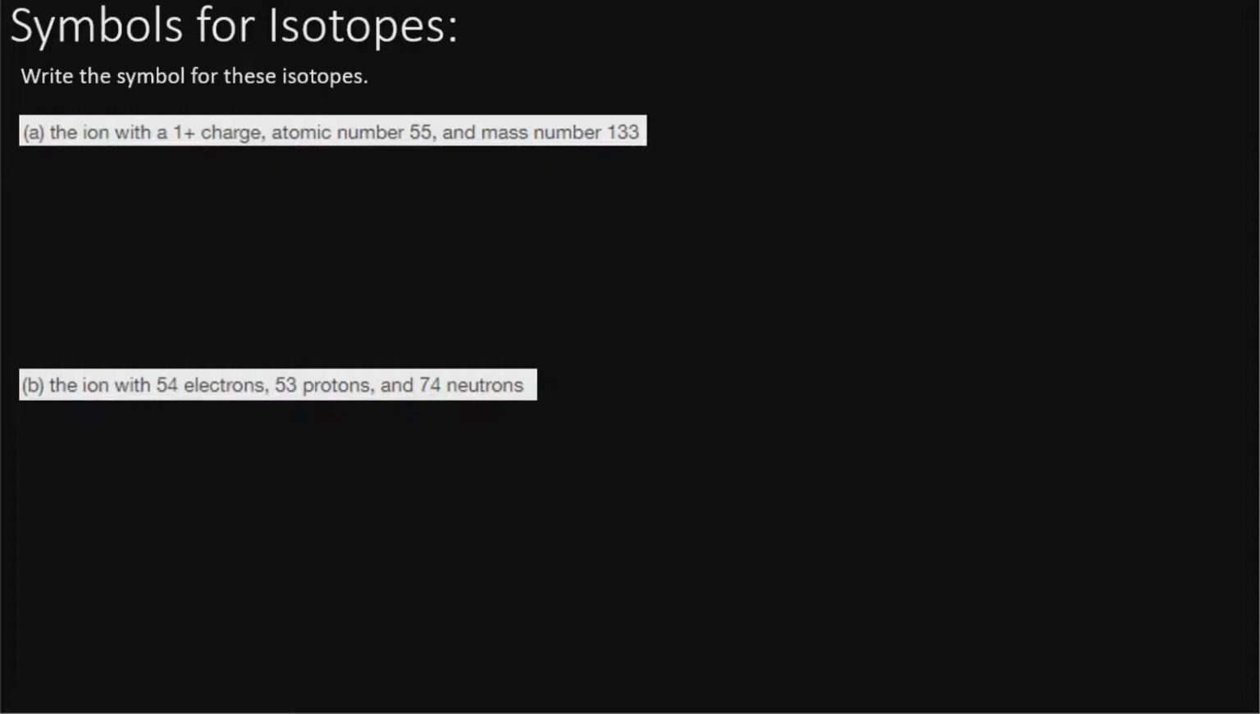In this question, we'll write symbols for various isotopes. In part A, we are given an ion with 1 plus charge, an atomic number of 55, and a mass number of 133. The first thing to do is locate this element in the periodic table.